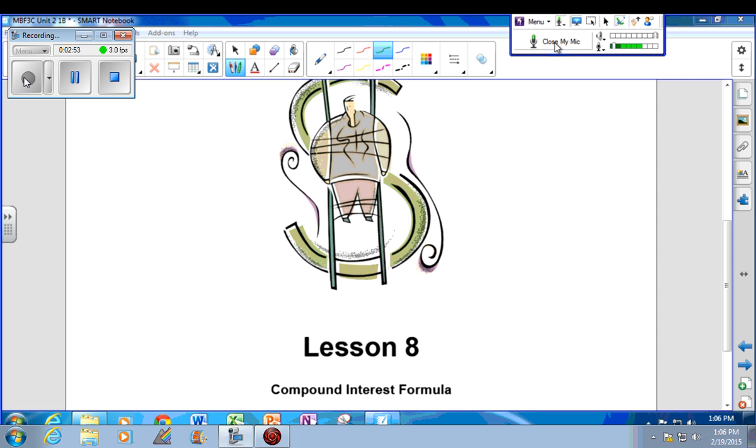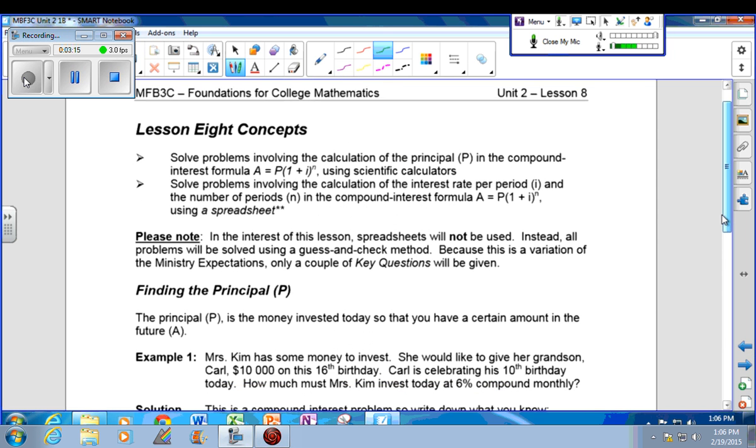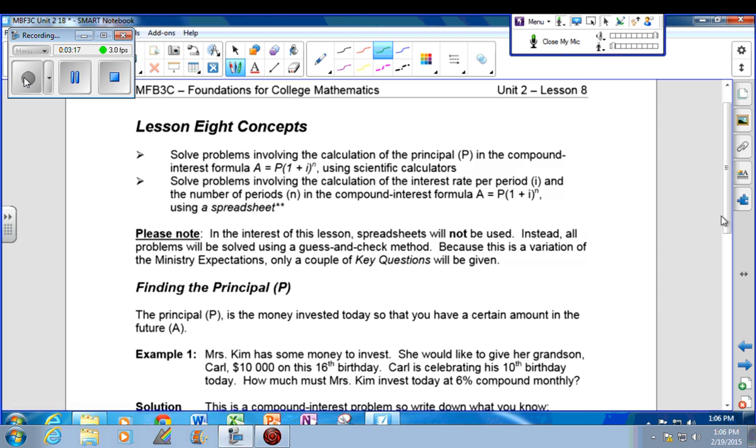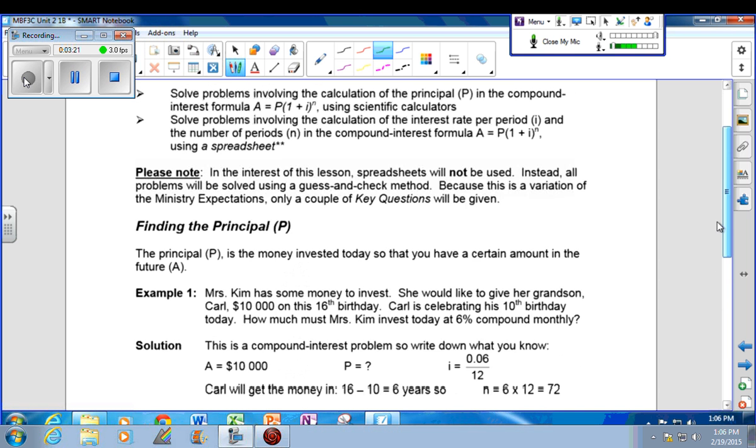So we're going to take another look at the compound interest formula, in a bit more detail, and study it because it's used quite a bit. It comes up all over the place in business, and it's also just useful to be able to work things out on your own. So we're in Unit 2, and it's page 16 of Unit 2.